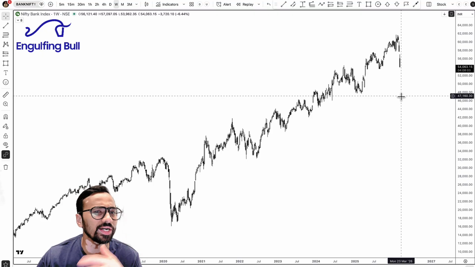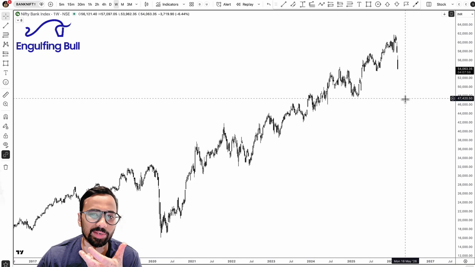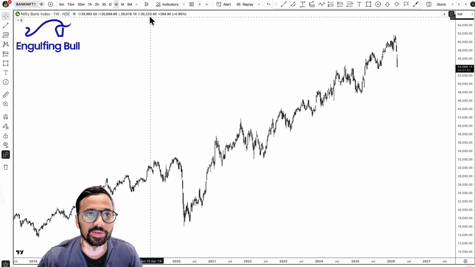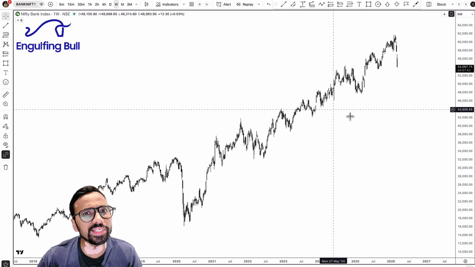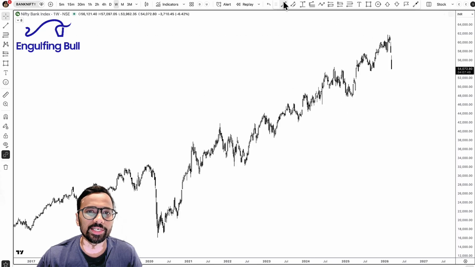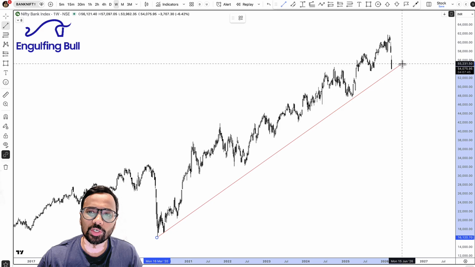So let's try and go through it, and let me just talk through whenever I'm drawing lines, how do I do it. So first of all, I always start with a weekly chart. एक weekly chart खोल के हम पहले देखते हैं ट्रेंड कहाँ है. So if you're not using any moving averages, the best thing to do is draw a trend line.